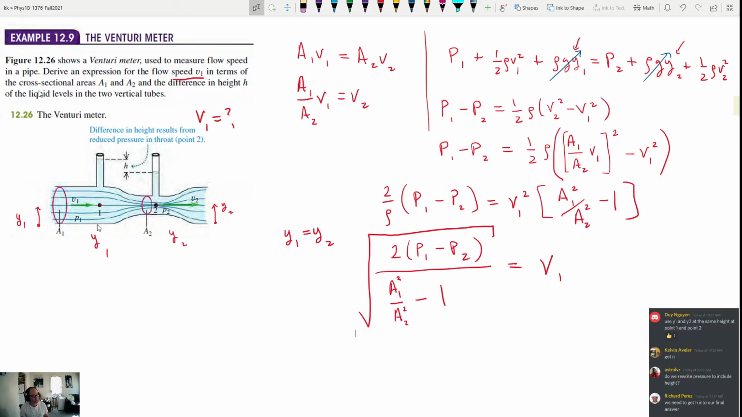Do we rewrite pressure to include height? We do. Yeah, we need to get H in our final answer. That's right. We need to remove pressure. Okay, you're all exactly right. Very good. How do we do it? So let's think about the pressure, P1 minus P2, and someone specifically said what we need to do.